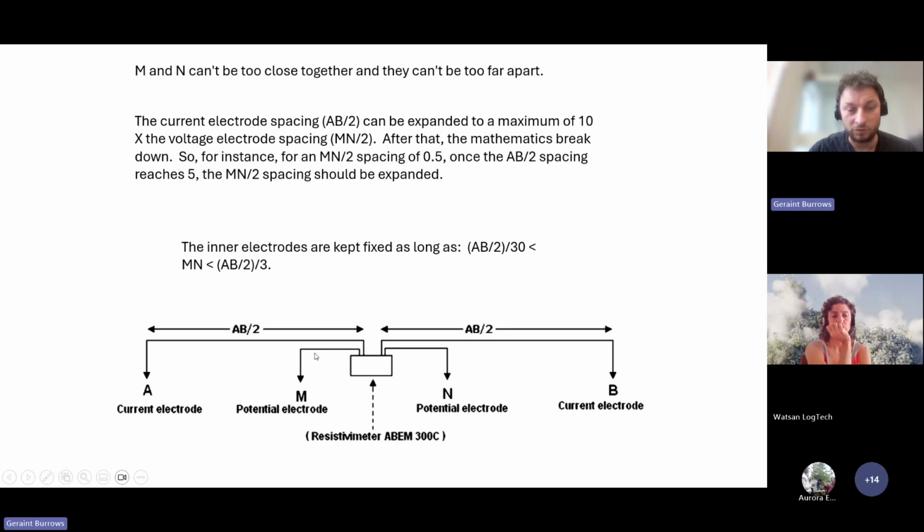Then we want to change the M and N distance from 1 meter to 2 meters, let's say. Then we will take another measurement where the A and B are back. We'll take a measurement at 20 meters A and B spacing with the M and N being at 1 meter, but we'll take another measurement with the A and B at 20 meters with the M and N at 2 meters. So we have a repetition of a measurement with the A and B spacing in order to smooth over the changes that we have with the M and N.